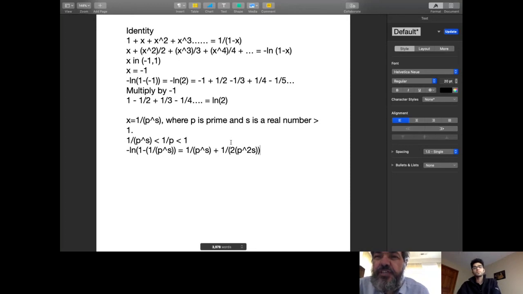Let's see that that's what it is. Because it was x squared, but if x is 1 over p to the s, x squared is 1 over p to the 2s. But I have an x squared and I have to divide by 2. So that's what we get. And let's write just one more term. Plus 1 over 3 times p to the 3s, plus da, da, da. So it gets complicated.